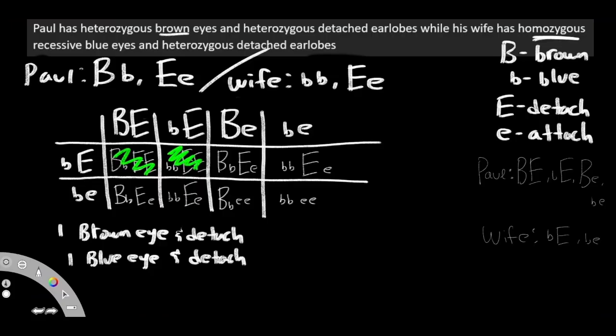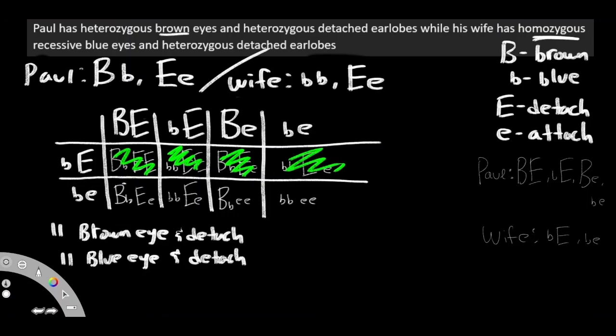All right, let's look at this one. This one is a brown eye with a detached earlobe. That's this one over here, so I'll put another tally over there. Let's look at this one over here. This is a blue eye with a detached earlobe. That's exactly what we see over here, so I'll put another tally over there and get rid of that one.